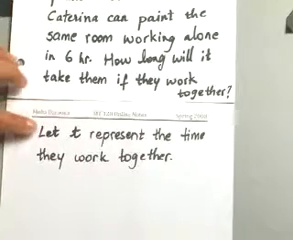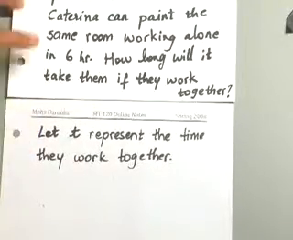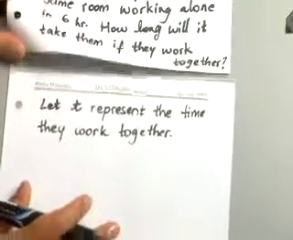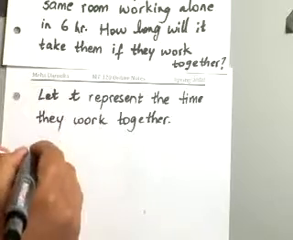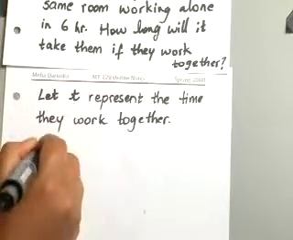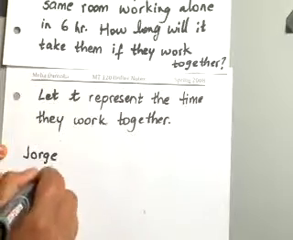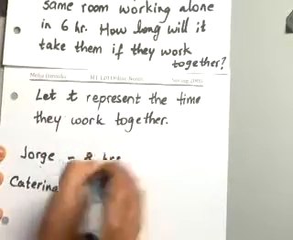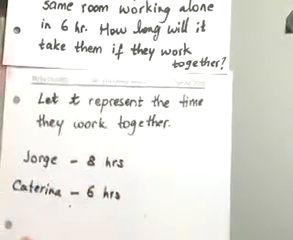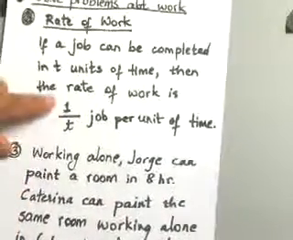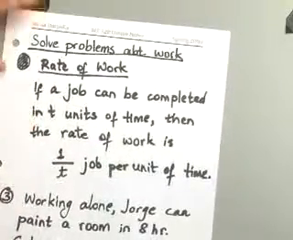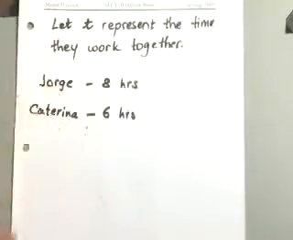So let's say T represents the time that they work together. Okay, so let T be the time it will take them to work together. Now we know, let's see, we have Jorge and we have Katerina. Jorge takes 8 hours and Katerina takes only 6 hours. So if you talk about their rate of work, it would be 1 over 8 and 1 over 6 for each one of these people. We will go ahead and use this rate of work information to help us out here.